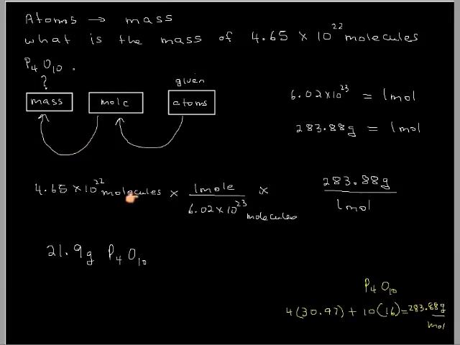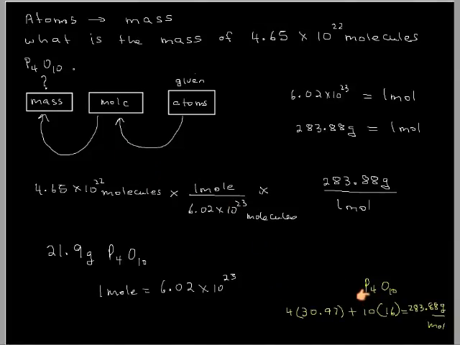Always start out with your given, 4.65 times 10 to the 22 molecules, times what is the conversion factor to go to moles? If 1 mole is 6.02 times 10 to the 23, then the conversion factor going to moles would be 1 mole divided by 6.02 times 10 to the 23. Don't pick up your calculator yet. You have another conversion to do.